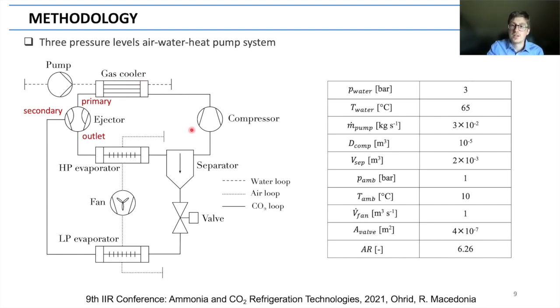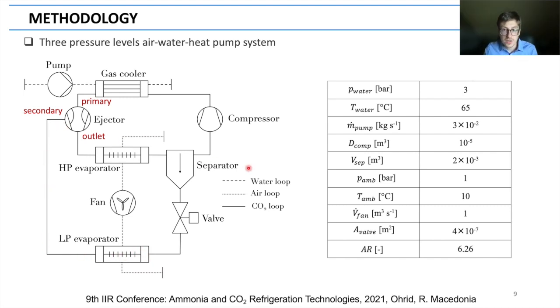CO2 loop. So starting from this point, the gas CO2 is compressed. It is cooled down in the gas cooler, and it is then expanded into the ejector, where it flashes into the primary nozzle and mixes with the secondary. The flow at the outlet of the ejector is also two-phase and is partially evaporated into the high-pressure evaporator. The flow is then separated. The gas phase goes back into the compressor, obviously, and the liquid phase is further expanded into an expansion valve. It is then fully evaporated and fed into the secondary of the ejector.